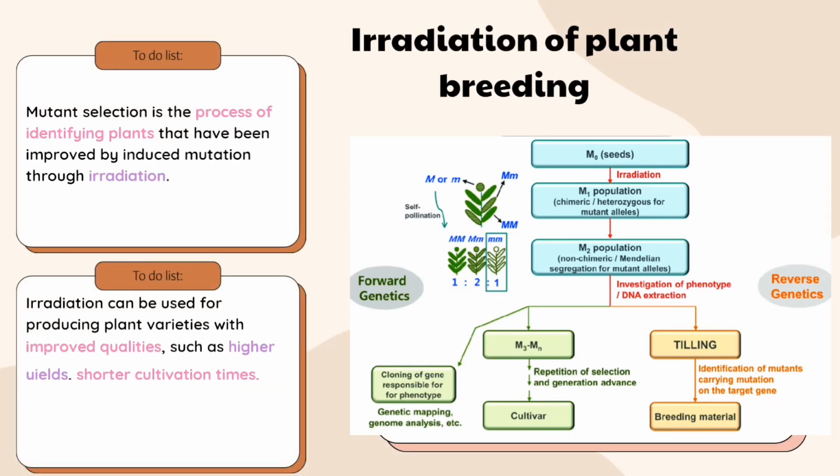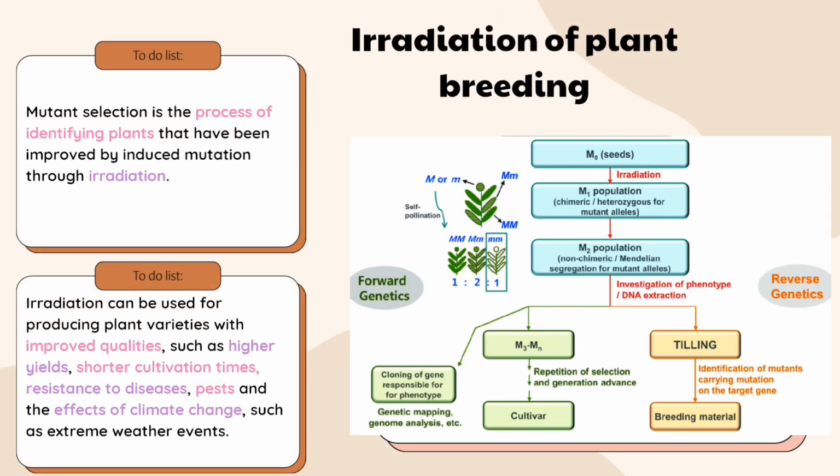The next step using chemical method is irradiation of plant breeding. Mutant selection is the process of identifying plants that have been improved by induced mutation through irradiation. The first step is M0. M0 involves mutagenesis of seeds, pollen, vegetative parts or tissue cultures. Second, M1. Plants grown from treated seeds, M1, or vegetative propagule, M1V1.